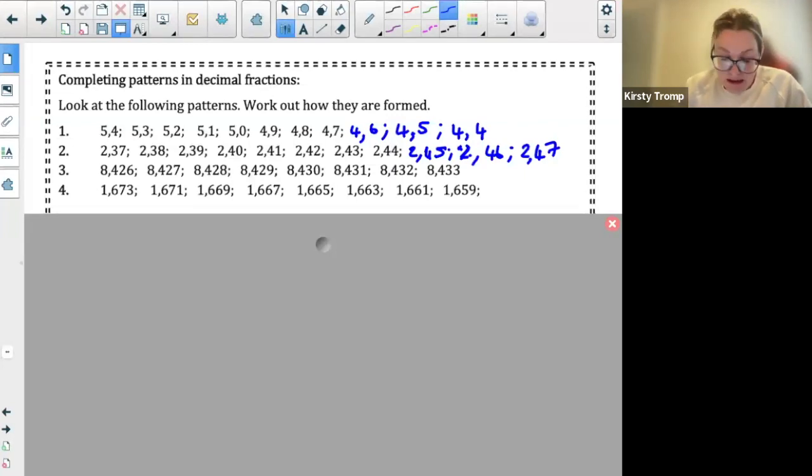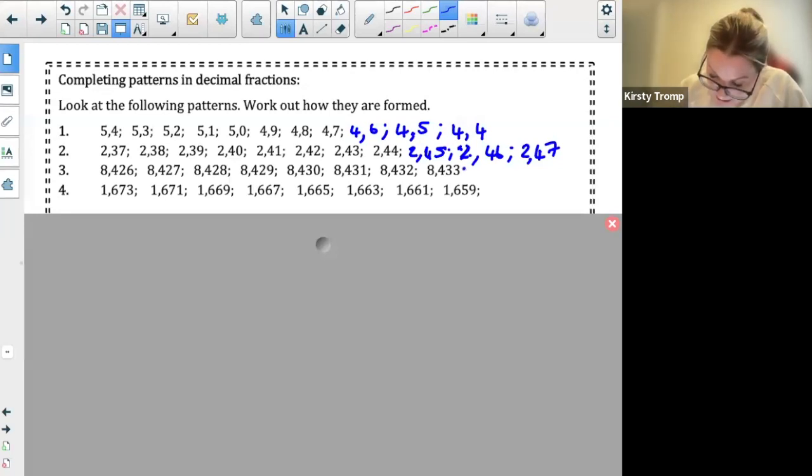Okay. The next one, what's common? 8,426, 8,427, 8,429, 8,430, 8,431. What's common? 8's common. Good, Azande. Anything else common? What else is common? The 8's definitely common. I agree with you. Is there another common number? Good. The 4 as well.